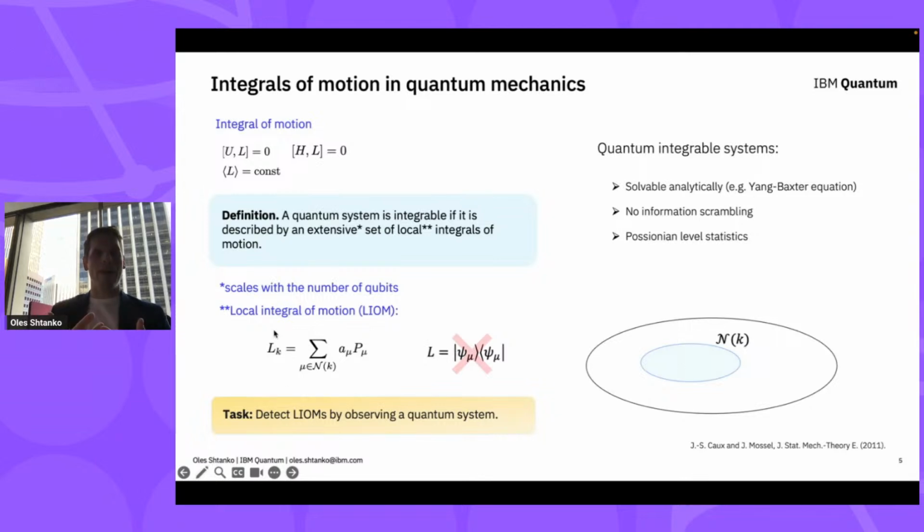So what we define instead are local integrals of motion, which have the structure of a sum of certain local operators which we can measure. For example, it can be Pauli operators in a certain region of space. And the main goal of today's project is to try to detect a system's integrals of motion, knowing that they have this form. So it's a very, very general overview.